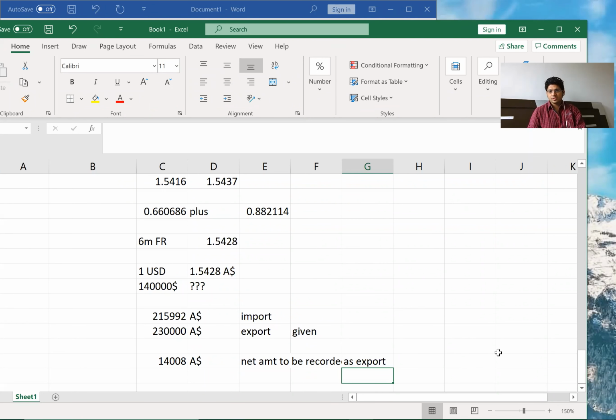So this question sums up everything that we have learned from yesterday: direct quote, indirect quote, netting and matching, one-way quote and two-way quote, and mid-month premium also we have accounted for.